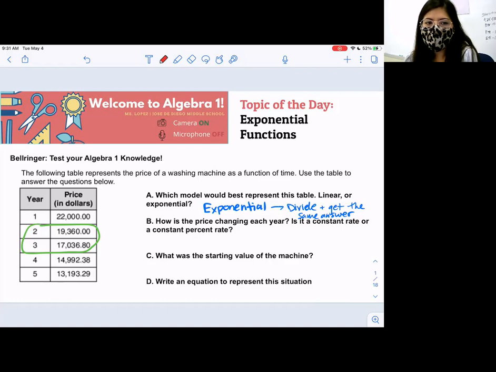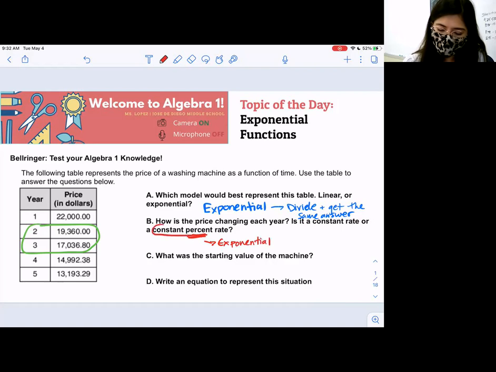So Jara's asking, constant rate is linear, right? Yes. So constant rate would be linear. So in this case, it's got to be constant percent. Percent is exponential. And yes, they're taking their reading FSA. So that's what it is. This is a constant percent rate. And the constant percent rate is the number that we got. We got 0.88. That's our constant percent rate.